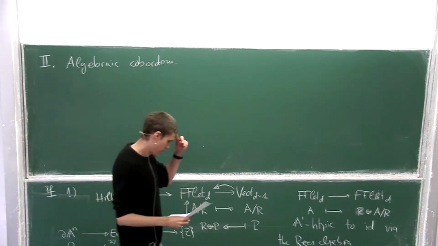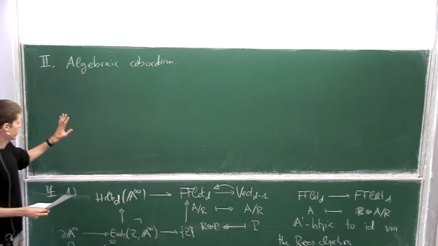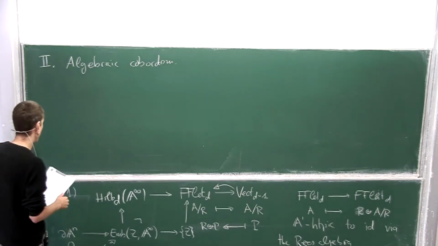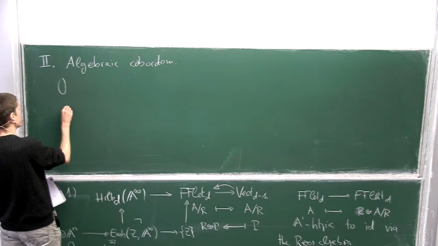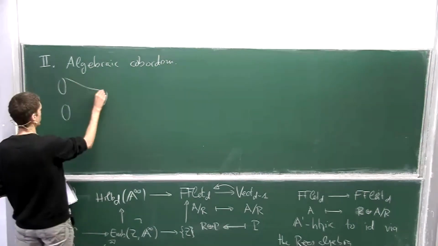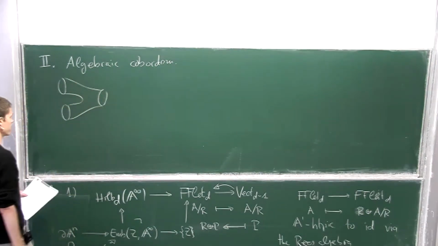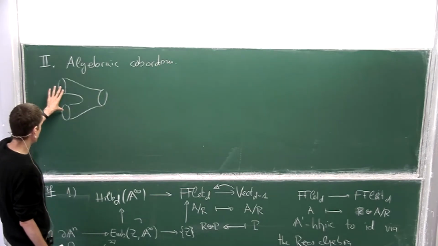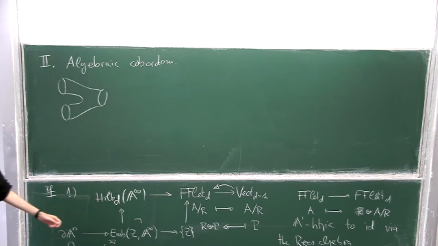Yeah, so let me just start by talking about what happens in topology. When people talk about cobordism, they usually imagine this picture. It's a pair of pants picture, which describes a cobordism from this union of two circles to this one circle here.